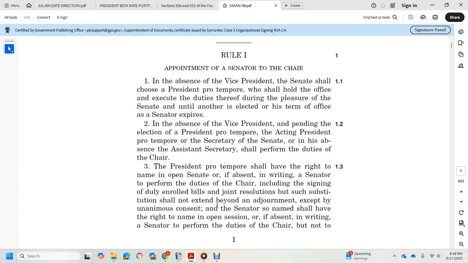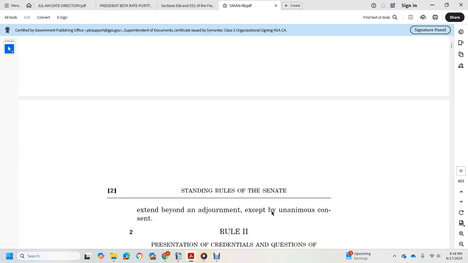The president pro tempore shall have the right to name in open Senate, or if absent in writing, a senator to perform the duties of the chair, including the signing of duly enrolled bills and joint resolutions, but the substitution shall not extend beyond adjournment except by unanimous consent. The senator so named shall have the right to name in open session, or if absent in writing, a senator to perform the duties of the chair, but not to extend beyond adjournment except with unanimous consent.